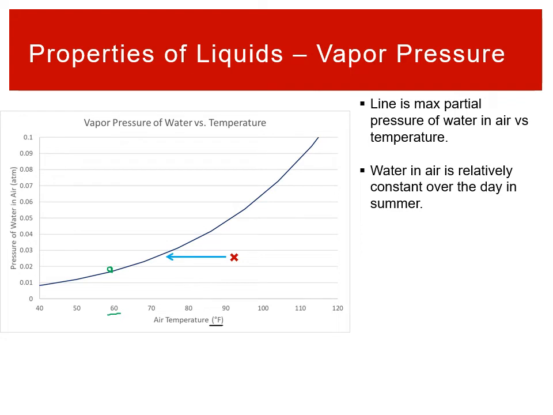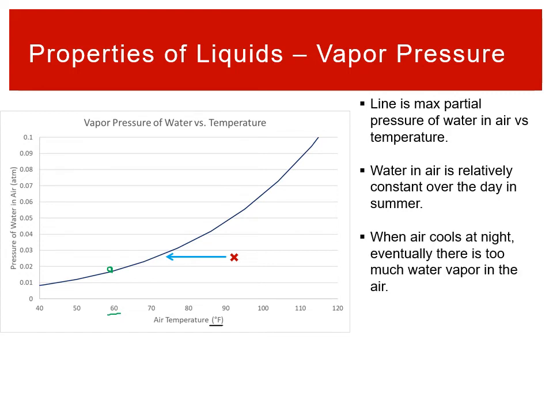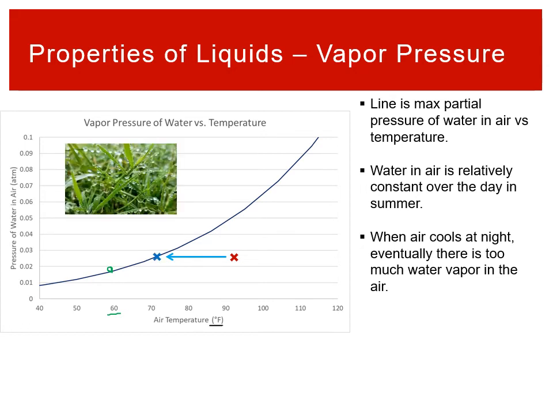What does change is the temperature. Especially at night, we cool down here, right? So the air cools down. Eventually, you're going to hit that line. As the air cools down, you will hit a temperature where you have reached the maximum vapor pressure of water in the air, and what happens is you form liquid water. That's why we get dew here in the mornings. That's why there's dew all over the place. That water was in the air.